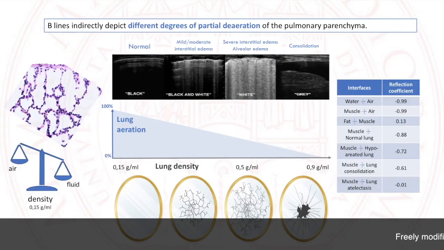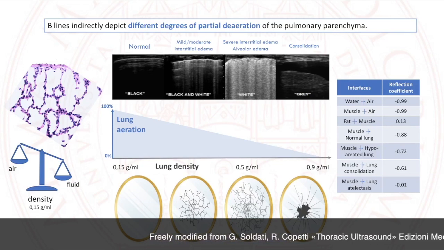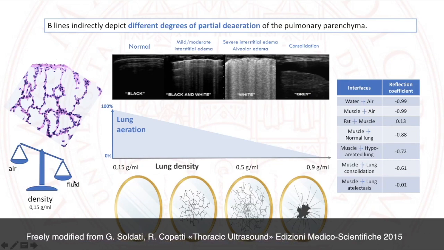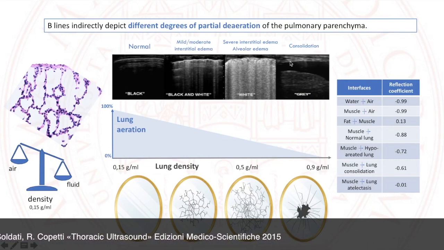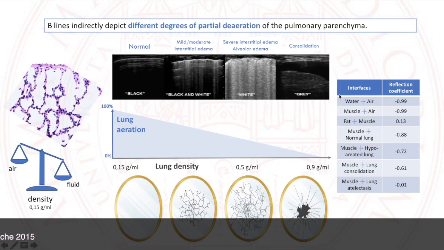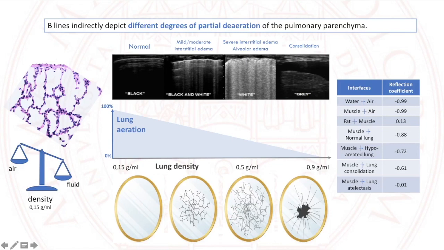Okay, but what are B lines exactly? We're not going to talk about the physics involved, but let me show this picture, which is quite famous. It is taken from the book from Dr. Copetti and Dr. Gino Soldati. You see, as we said, the cortex of the lung is basically air-filled. Its air content is much more than its fluid content. And what we see is the normal appearance of the pleural line and A lines in a black pattern, also called the A pattern.